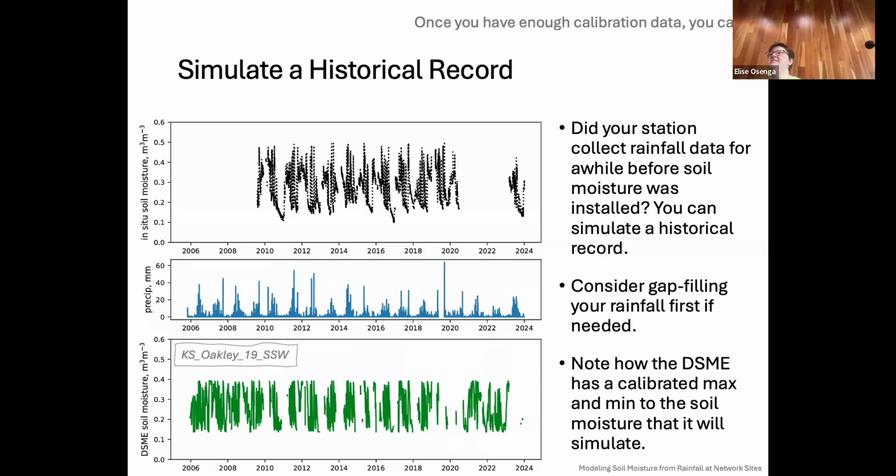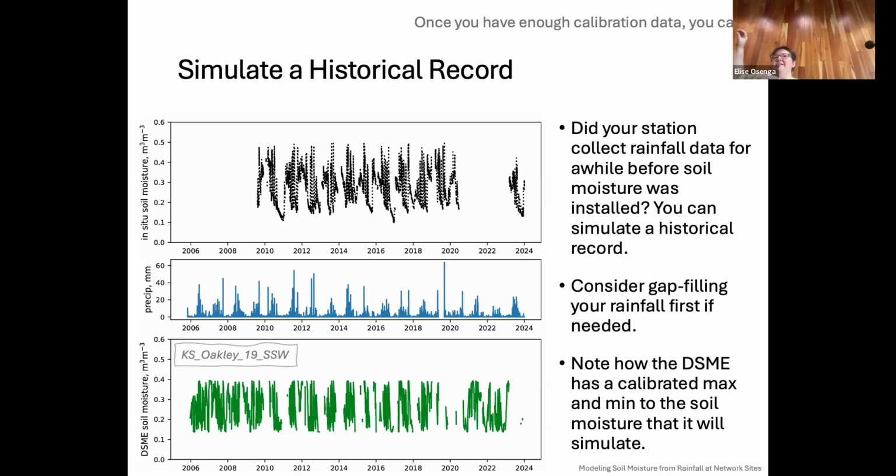On the top, you have the in situ soil moisture. In the middle is the precip, and on the bottom is the simulated soil moisture out of the model, where we've taken the first few years of the data, calibrated this model, and said how much do we think the sensor would have seen over that period beforehand. So remember, consider gap filling your rainfall first if that's an issue, because if you don't, you get gaps in your simulated soil moisture. And note how there's a calibrated max and min to that simulated soil moisture.